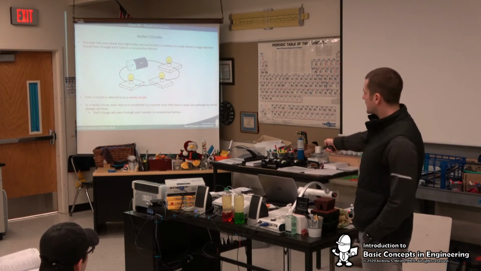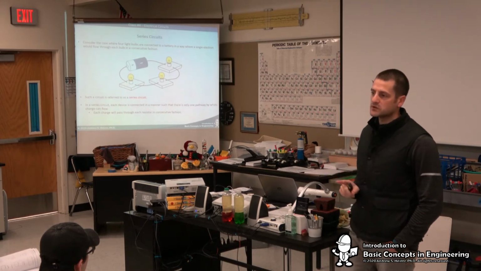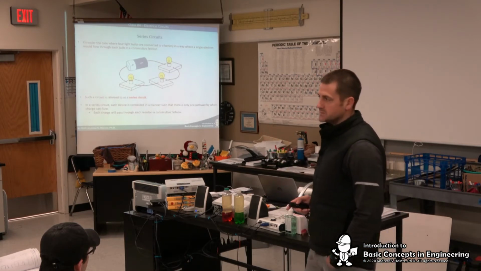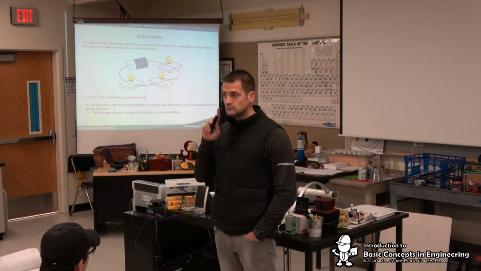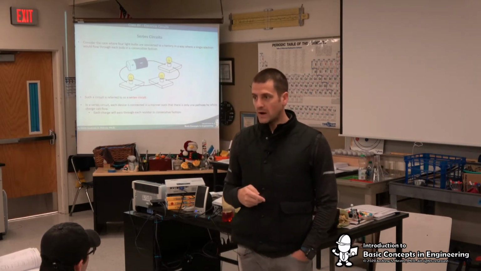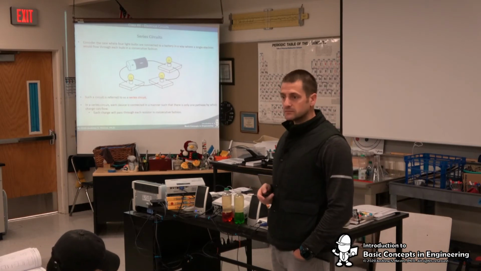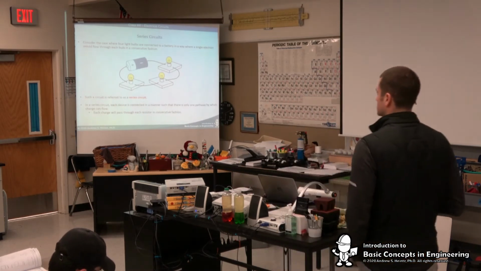But in a series circuit, each device is connected in a manner such that there's only one pathway by which charge can flow, right? So now let me ask the question: what happens if one of those light bulbs breaks? They'll stop glowing. Why do they stop glowing? We basically just opened a switch, right? The light bulb broke, the electrons can't move, the whole circuit turns off.